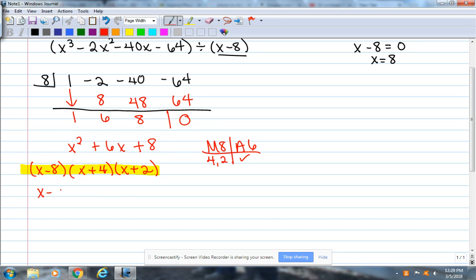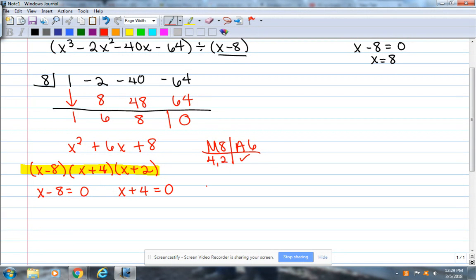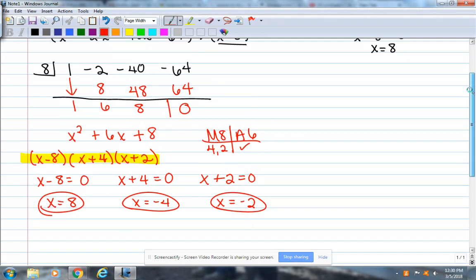So you'll say x minus 8 equals 0, x plus 4 equals 0, and x plus 2 equals 0. So your solution would be x equals 8, x equals negative 4, and x equals negative 2. So if it asks for the solutions, then your solutions are 8, negative 4, and negative 2. Let's do one more example for synthetic division.